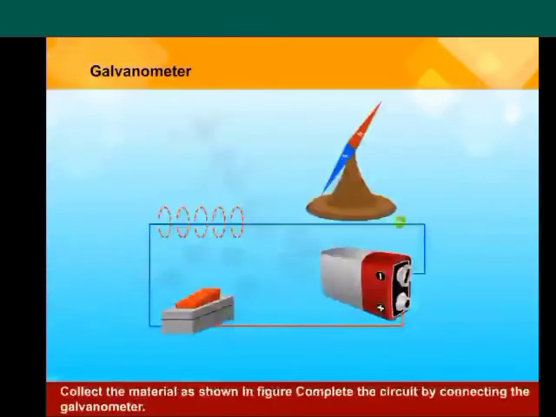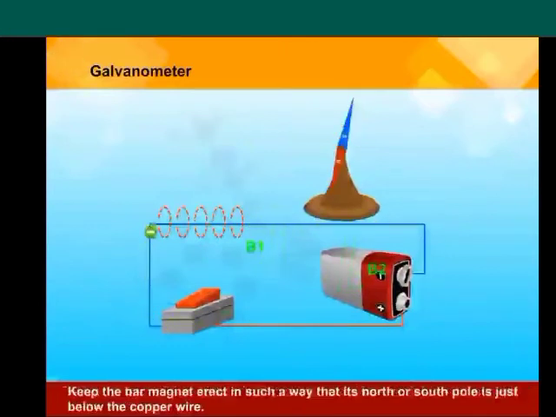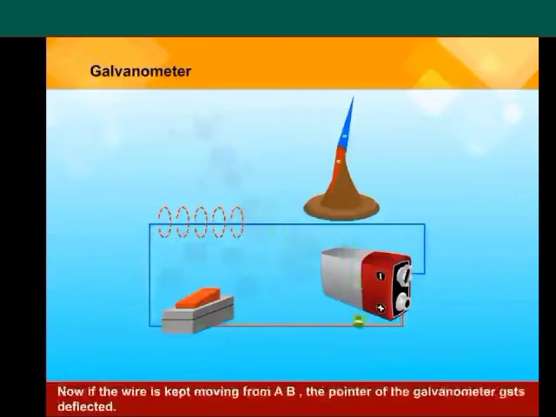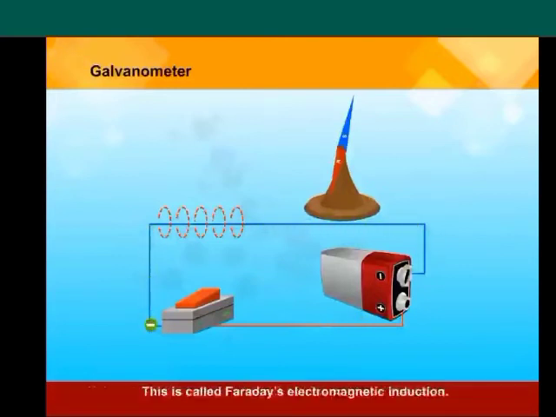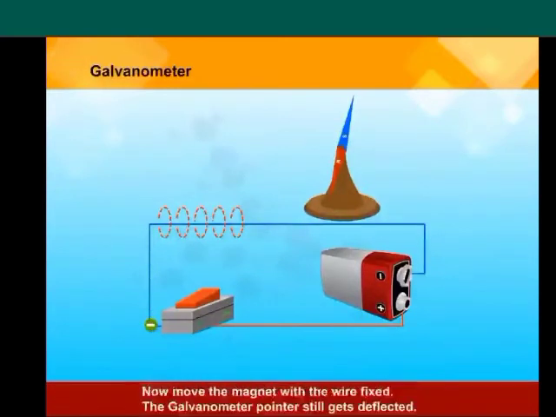Collect the material as shown in the figure. Complete the circuit by connecting the galvanometer. Keep the bar magnet erect in such a way that its north or south pole is just below the copper wire. Now, if the wire is moved from A to B, the pointer of the galvanometer gets deflected. This is called Faraday's electromagnetic induction.